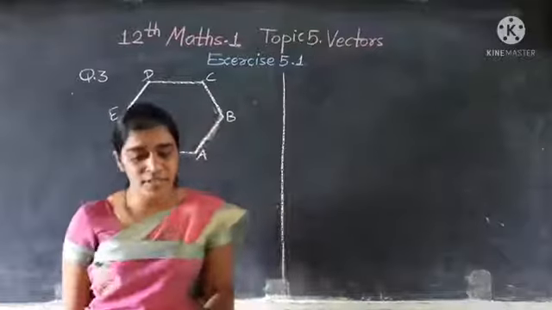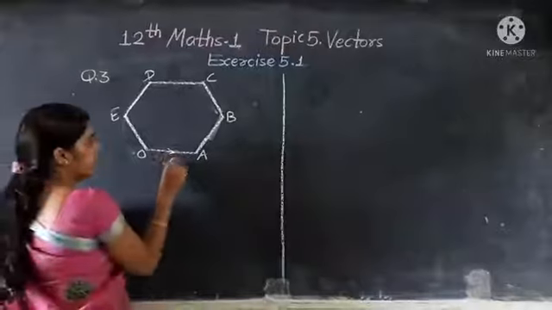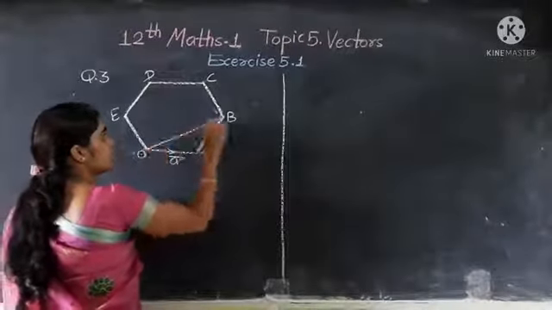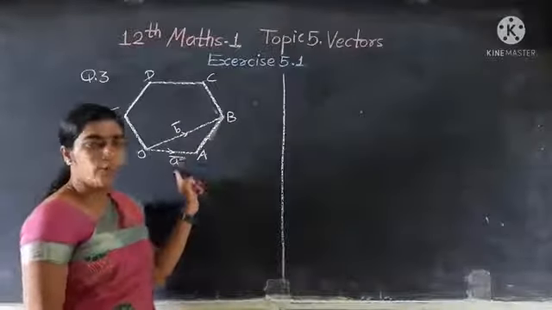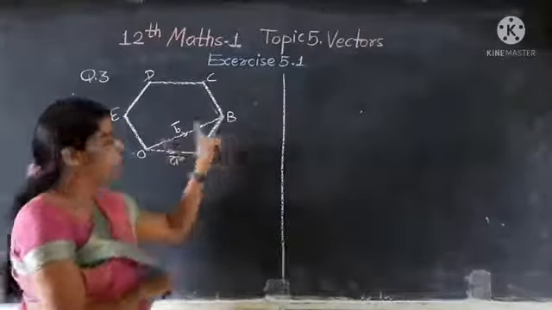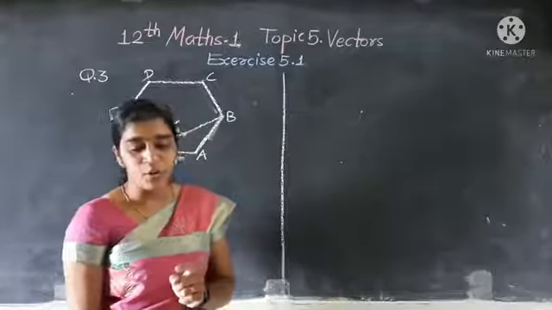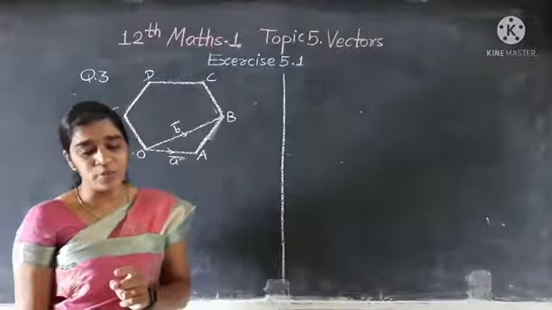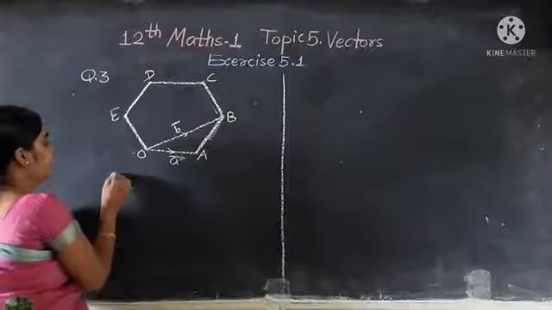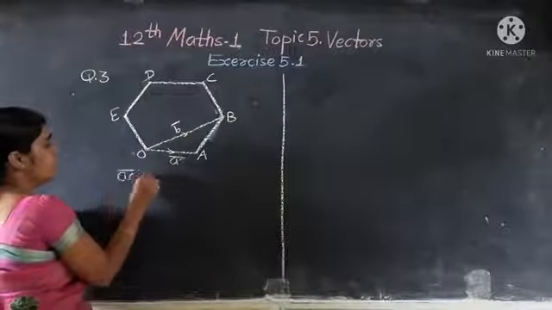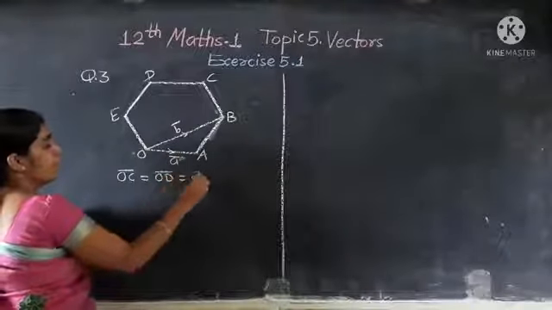The points A and B have position vectors A bar and B bar. This is A bar and this is B bar. Position vector of point A is OA bar, that is A bar, and position vector of point B is OB bar, that is B bar, respectively, referred to the origin O. Find, in terms of A bar and B bar, the position vectors of points C, D, and E. Means here we have to find OC bar, OD bar, and OE bar.